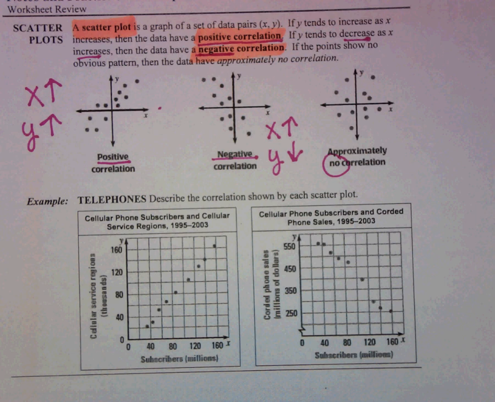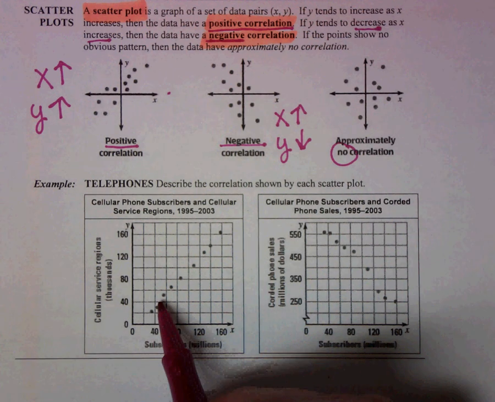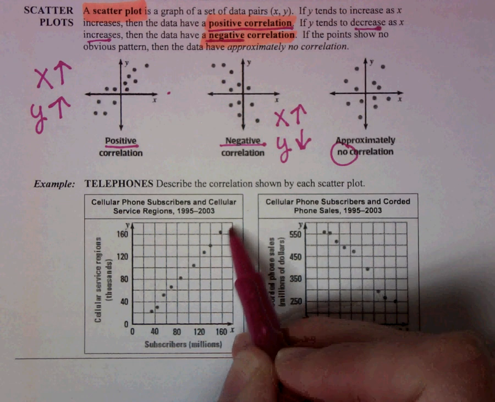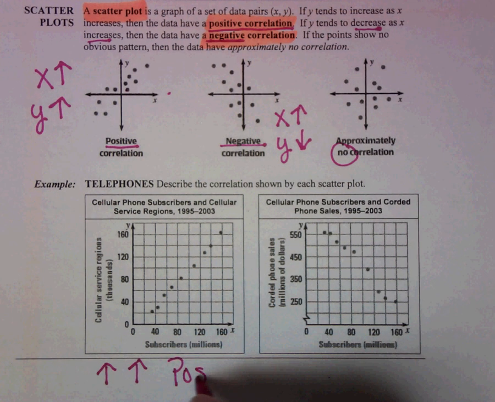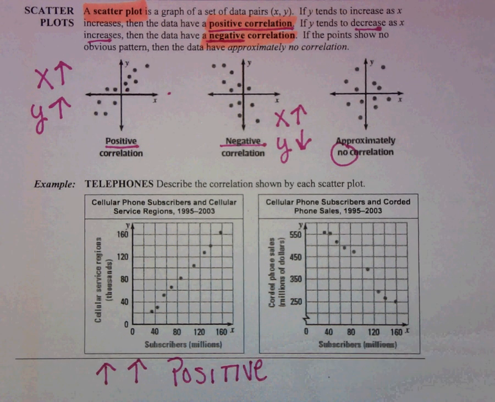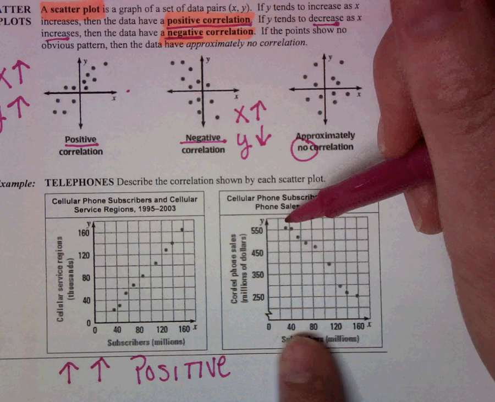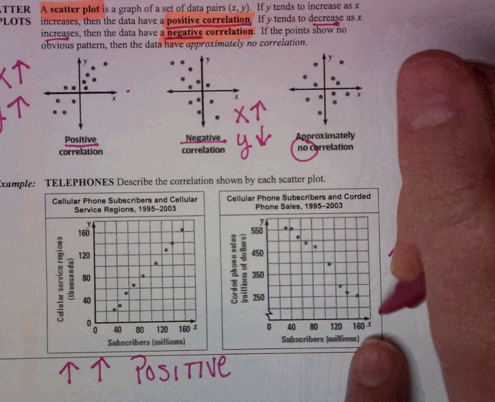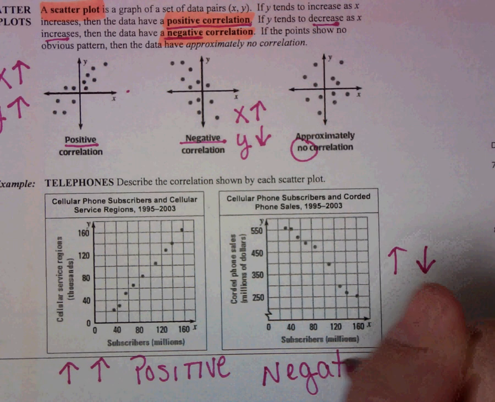So here's two examples. It says, describe the correlation shown by each scatter plot. And so I hope these are really easy for you to see. As all of your x values are going up, you can also see that your y values are going up on this graph. And so as one goes up, the other goes up, this would be a positive correlation or association. Okay, and the next one, again, very easy to see. As our x values are going up, our y values are actually decreasing. And so this would be an example of a negative correlation or a negative relationship.